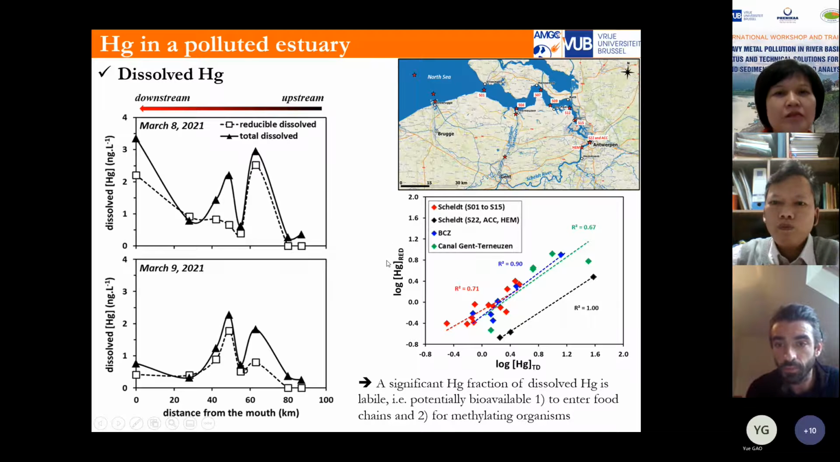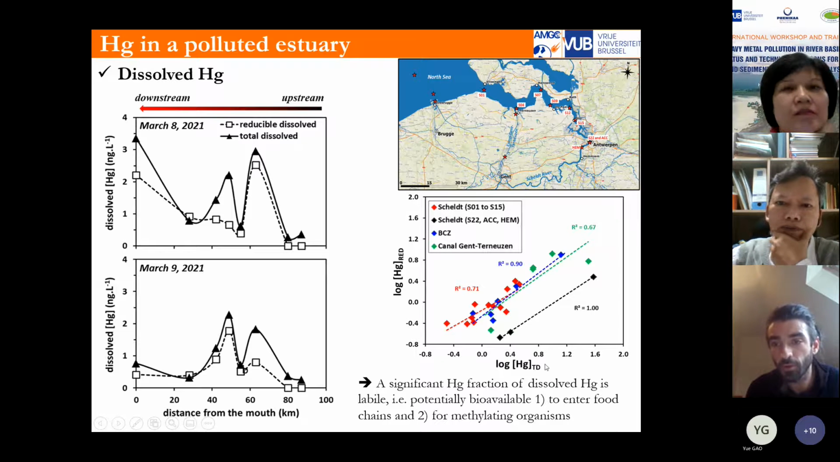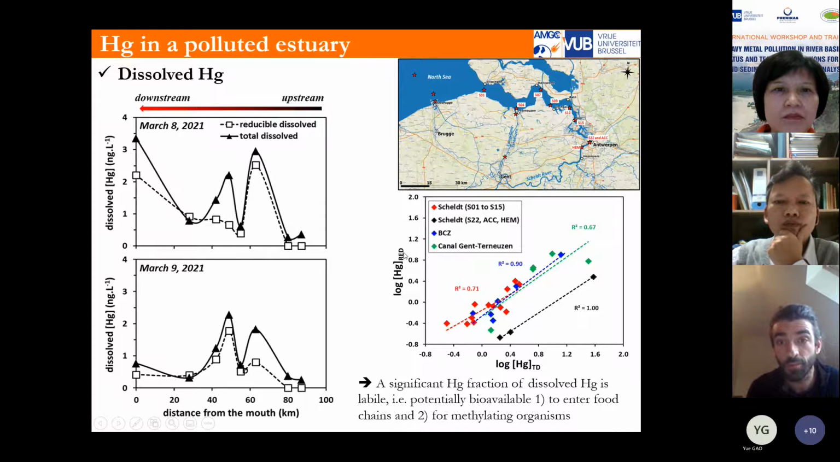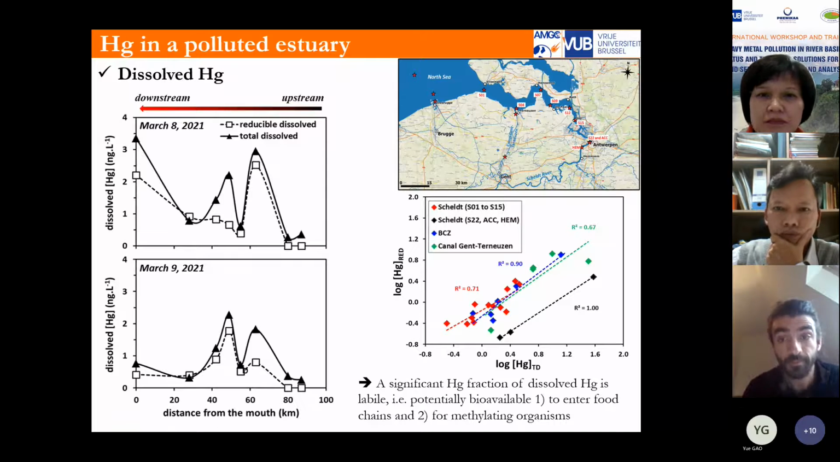And here I just put the total dissolved mercury versus reducible mercury, but not only in the Scheldt, but also in the Belgian coastal zone here, and in the canal here. And in any situation, you can see that the more dissolved mercury you have, the more reducible mercury you have. So that is naturally not good news, because that means potentially a lot of mercury could be available to the microorganisms and then the food chains here.